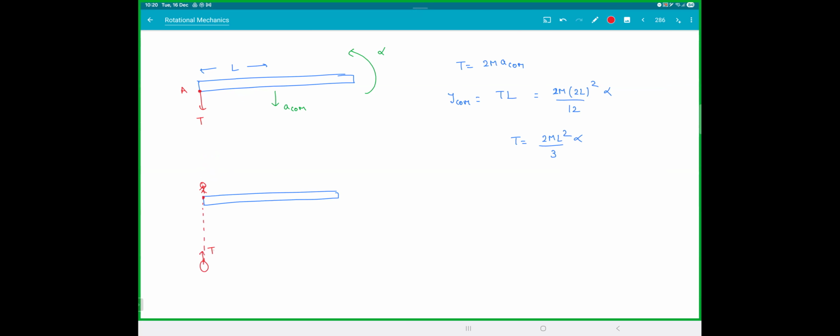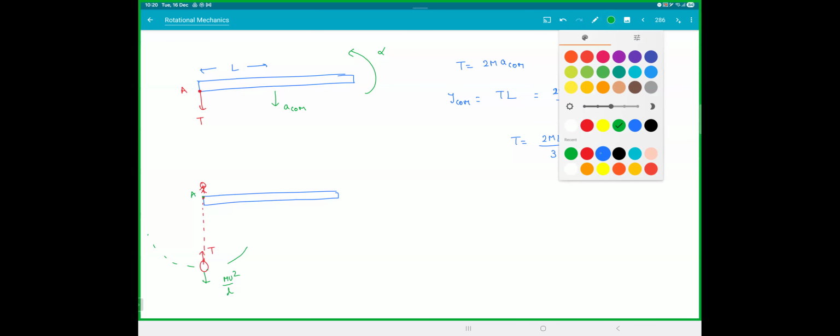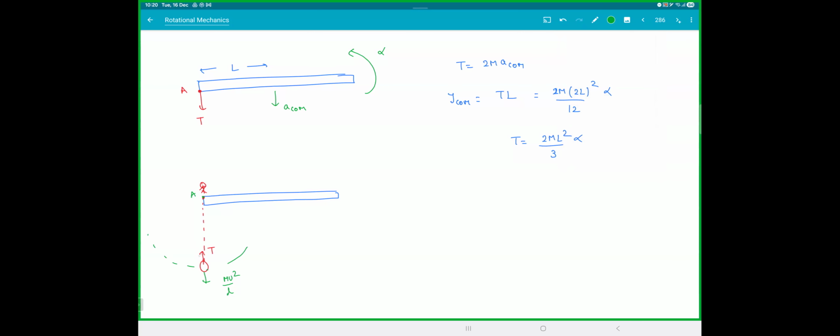So the person at A will think you're going in a circle. So that will be tension T. Since you're going in a circle of radius L, there will be a centrifugal force, which is mu square by L. But don't forget, A himself has acceleration. So you have to apply a pseudo force. That would be m into acceleration of A. Remember, this is your linear pseudo force.